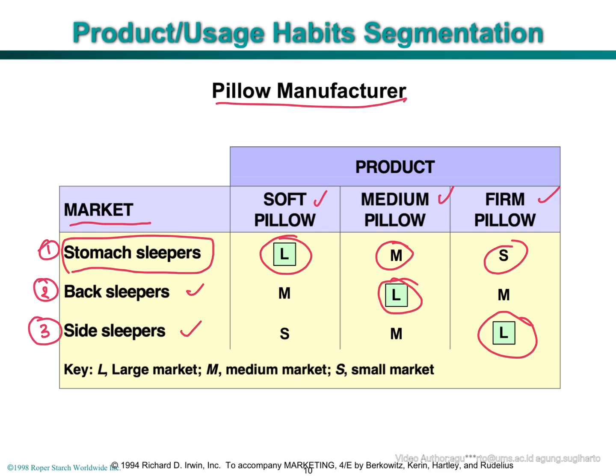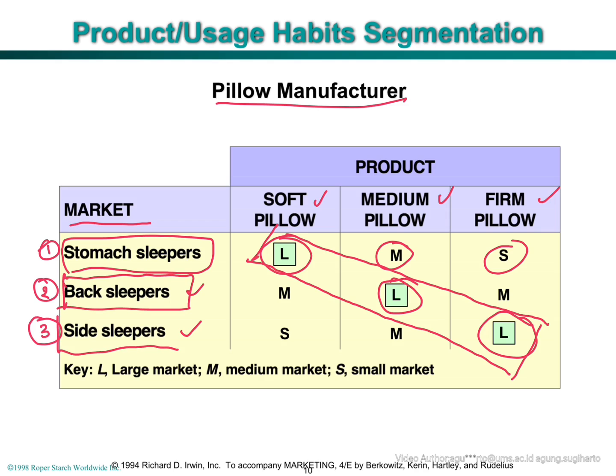When we produce the 3 types of pillow product, maybe we have to identify this. When in this area the people are back sleepers or side sleepers, we can produce medium pillow and then firm pillow. Okay, that is the illustration of how the pillow manufacturer divides the segment, the market.